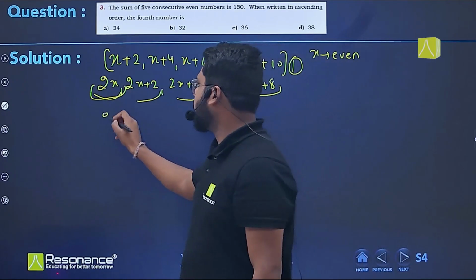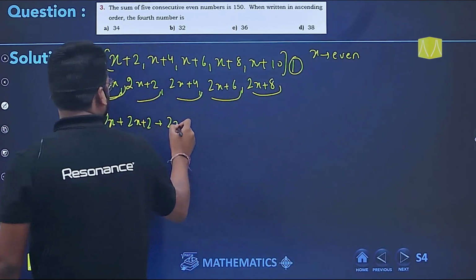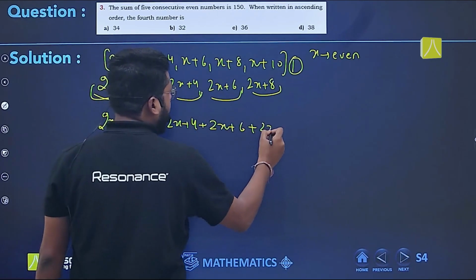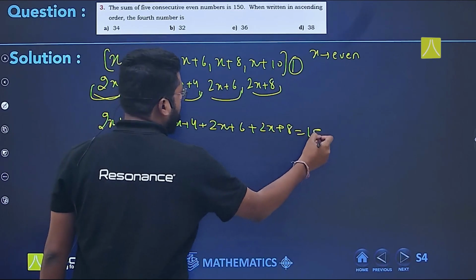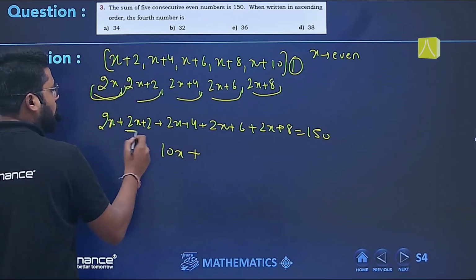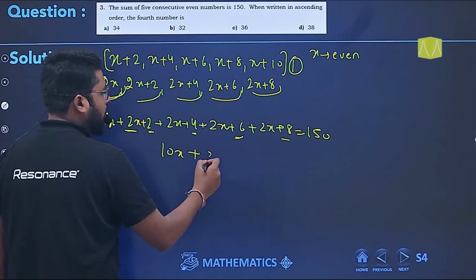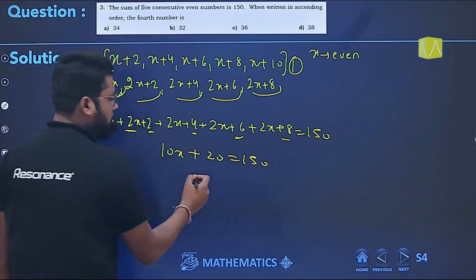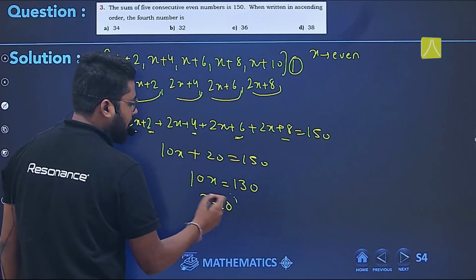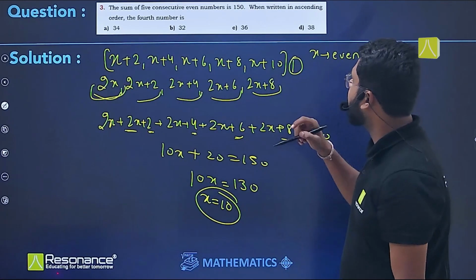So if you add them, 2x plus 2x plus 2 plus 2x plus 4 plus 2x plus 6 plus 2x plus 8, that is 150. So the 2x terms add to 10x, plus 2 plus 4 is 6, plus 6 is 12, plus 8 is 20, equals 150. So 10x will be 130 and you will get x as 13. But we have to find the value of the fourth number when written in ascending order.